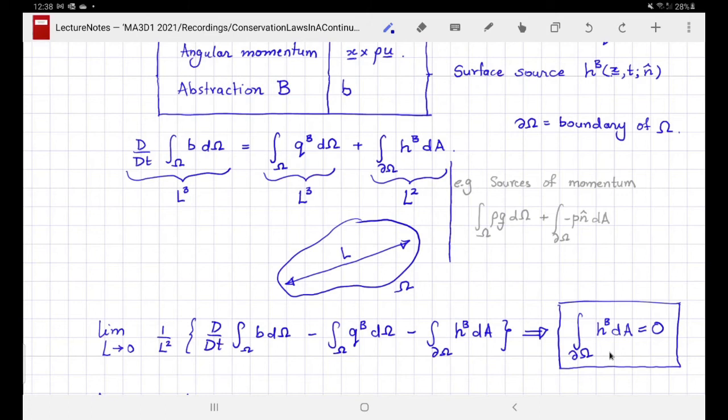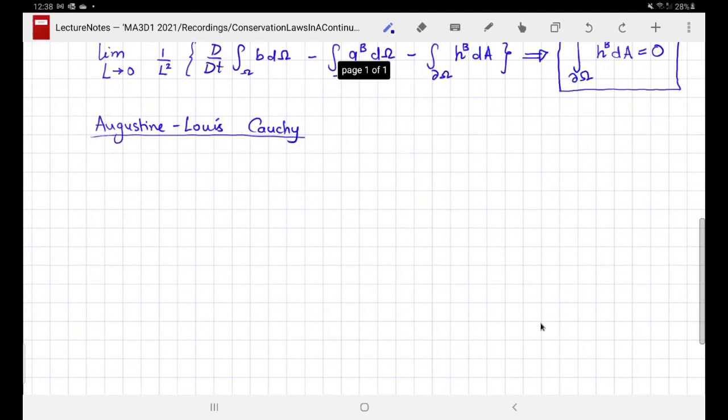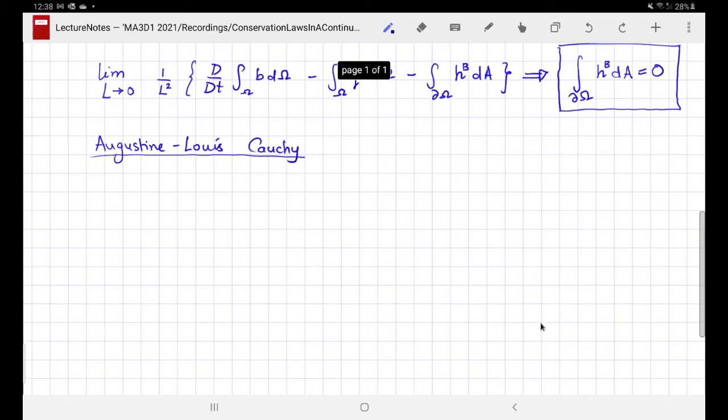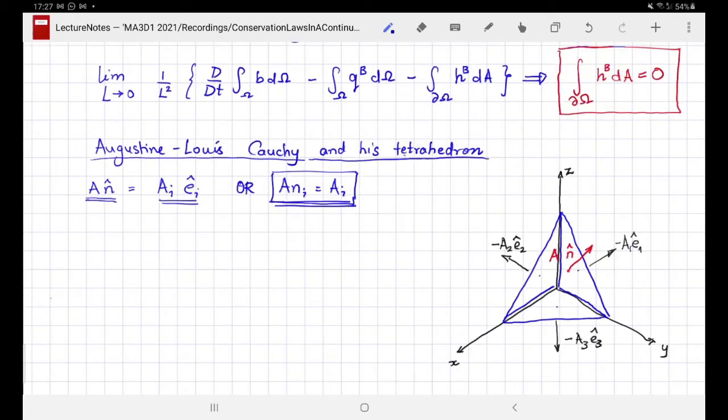Well, the same puzzle was faced by the French mathematician, engineer, and physicist Augustin Louis Cauchy, the same Cauchy as the Cauchy of Cauchy's integral theorem for complex analysis and so on. And he had an ingenious interpretation of this result, which we are going to discuss next. It's such a pivotal result in continuum mechanics that even if you don't follow anything else in the rest of this chapter, if you just follow this argument by Cauchy, it will be worth your while. So let me now present the argument made by Cauchy with his tetrahedron.